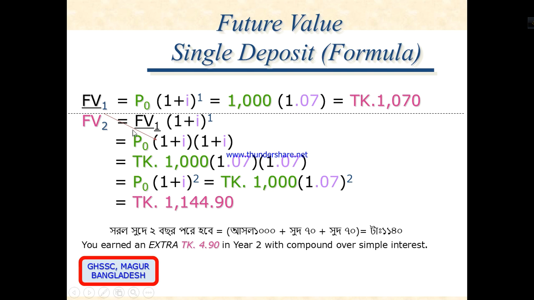what will be the difference? I would like to clarify this perception. Future value is 1 plus I, meaning interest, to the power of 1. Present value, future value we have already calculated. Future value in total, how much amount? 1,070 taka.